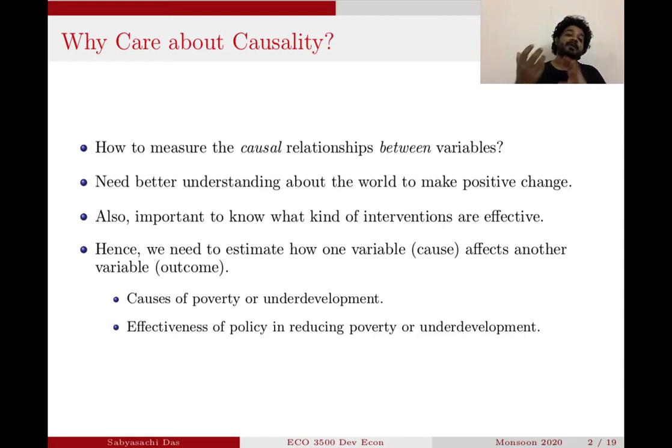Depending on what specific question you are after, whether a policy question or whether you just want to understand the world in terms of whether X affects Y, your cause variable and outcome variable would be different. But that's the theoretical or conceptual framework in which you have to ask these empirical questions.